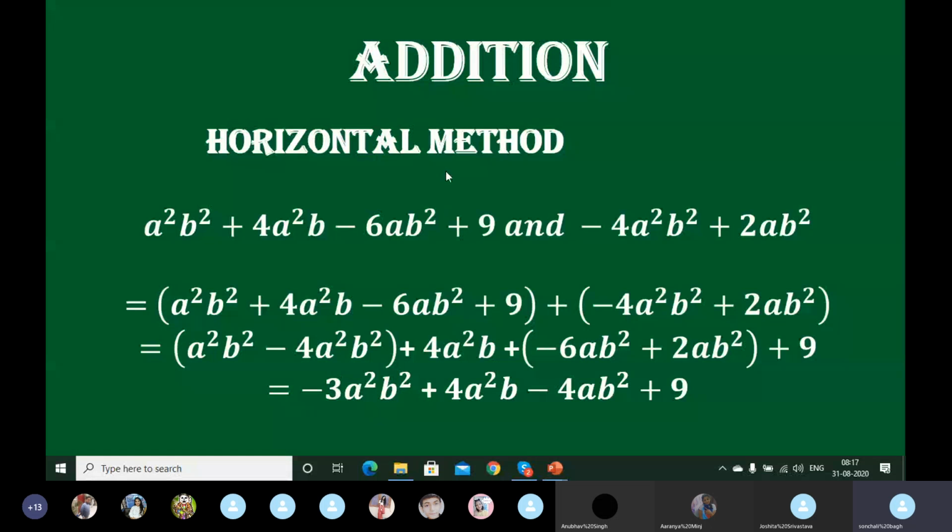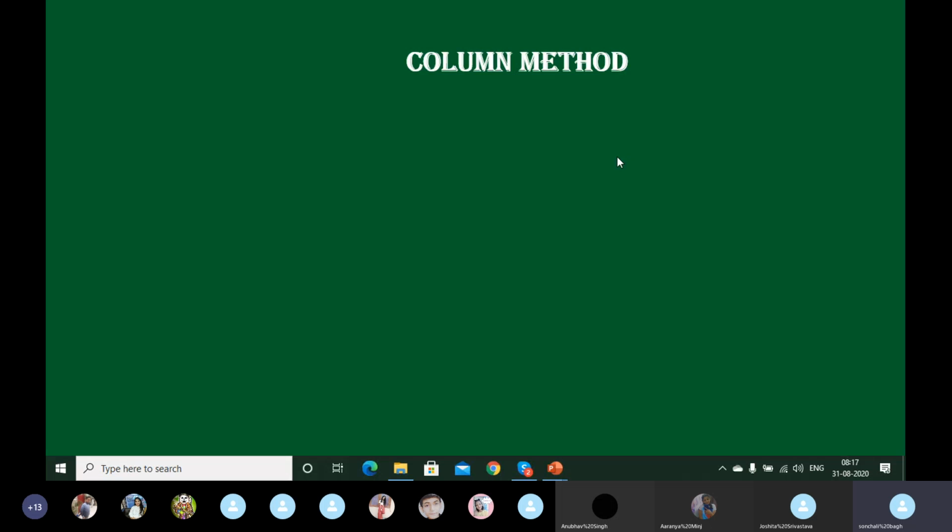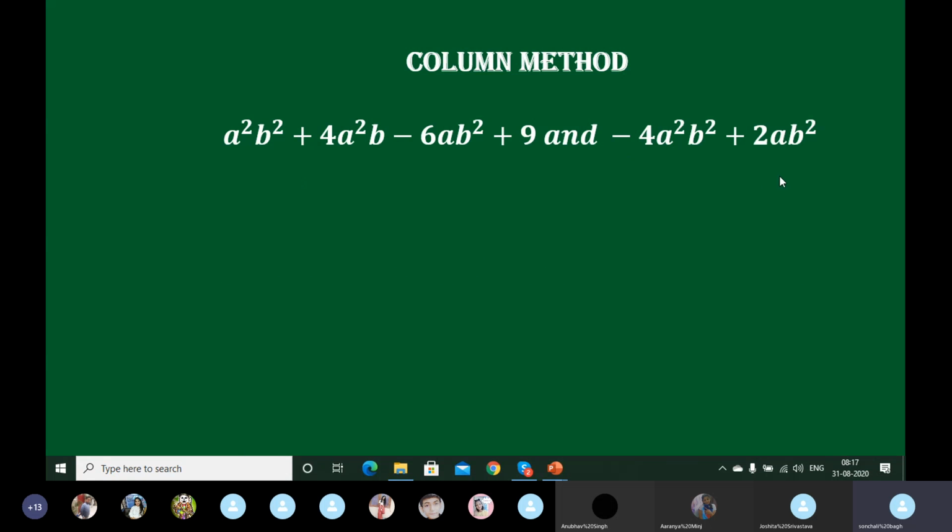Now, let's see the column method. Column means you have to write in the form of columns. So, the same expression I have taken. So, what's the difference? Let's see. You have written all the terms in one row. Understood? That is the first step. Am I clear? Yes, ma'am.